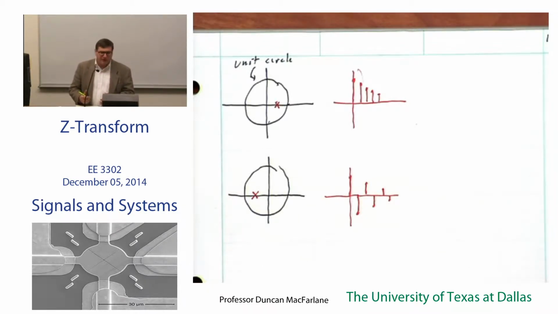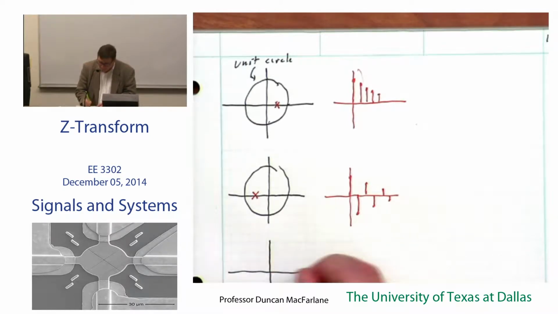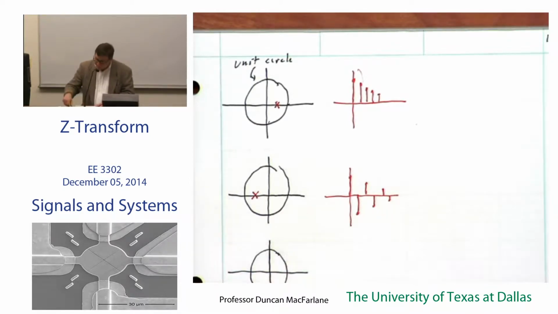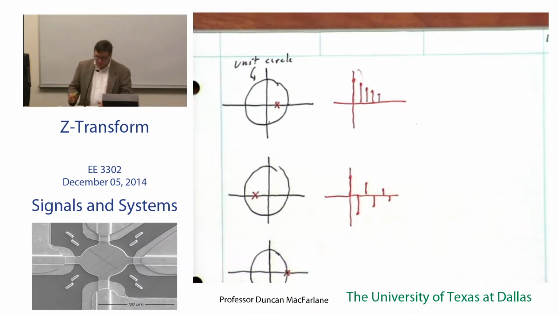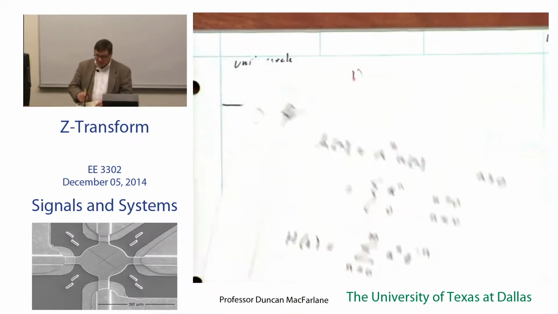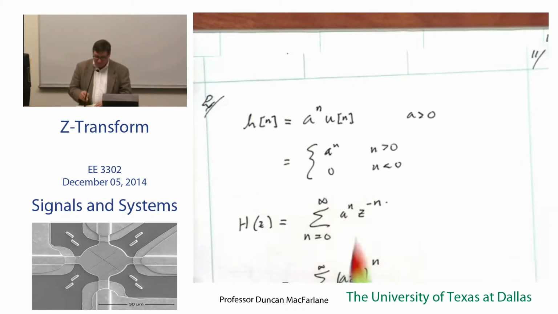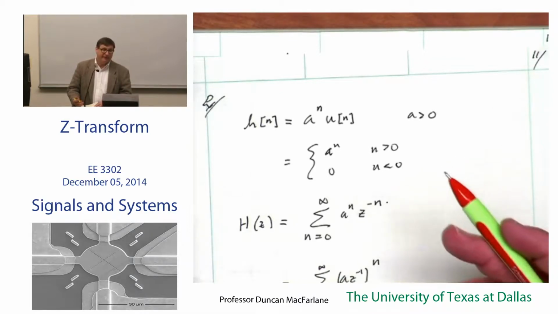I think we talked about these cases before, but it's not bad to remind ourselves. Here's our unit circle, and let's move our pole right onto the unit circle, positive and right on it. That means that this a is 1. So whatever power I raise 1 to, 1 to the 17th is 1.